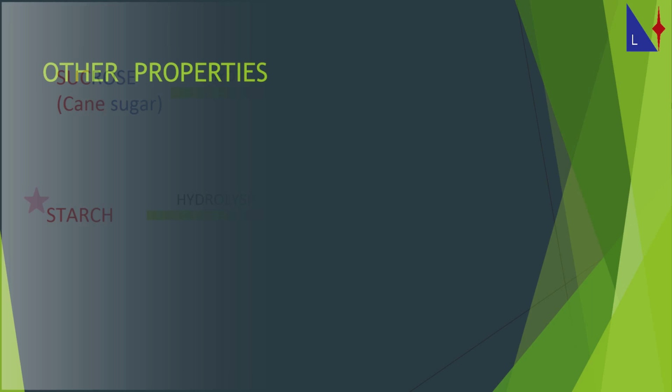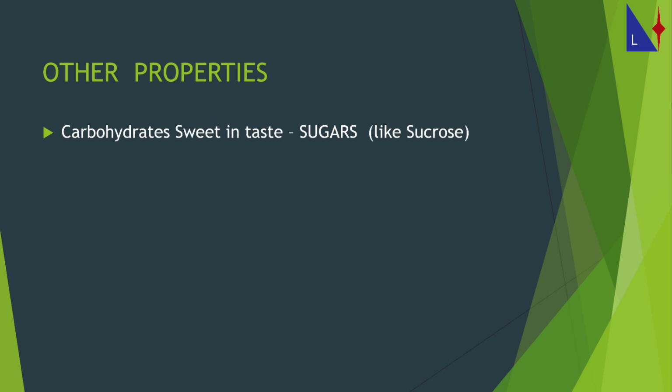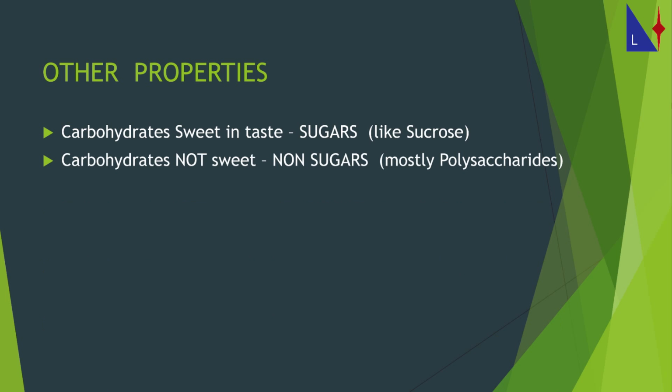Now coming to the other properties of carbohydrate. Carbohydrates that are sweet in taste are called sugars. For example, sucrose, the normal sugar which we get in our homes. And the carbohydrates that are not sweet in taste are called non-sugars. For example, most of the polysaccharides are not sweet in taste, so they are non-sugar.